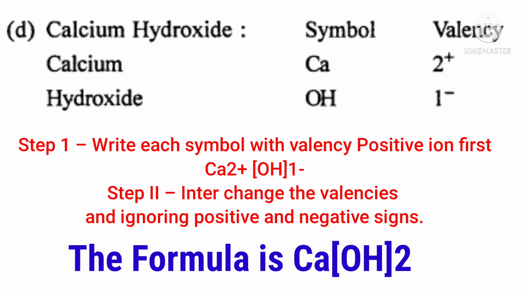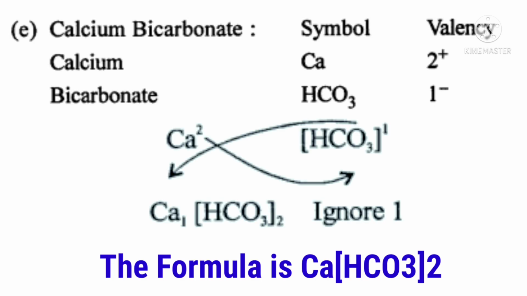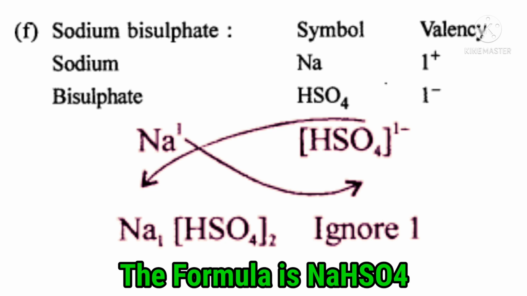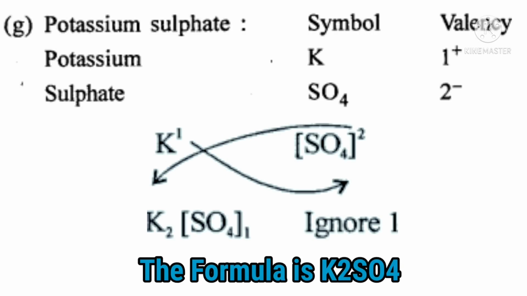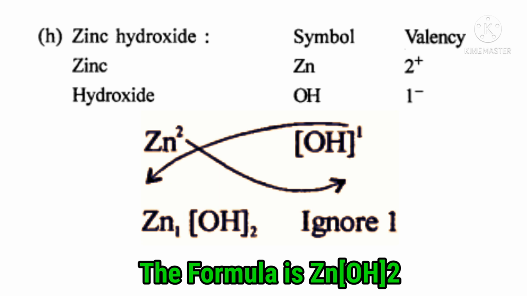Calcium hydroxide, Ca(OH)2. Why whole twice? Because hydroxide is a radical and acts as one single unit. Calcium bicarbonate is Ca(HCO3)2. HCO3 is the bicarbonate radical, so whole twice. Sodium bisulfate, NaHSO4. Over here the valency is 1, so no bracket is required. Potassium sulfate. The formula is K2SO4 since the valency of sulfate is 2.